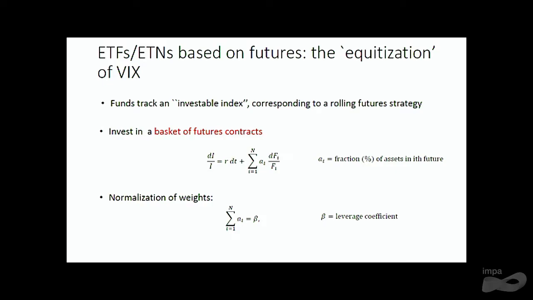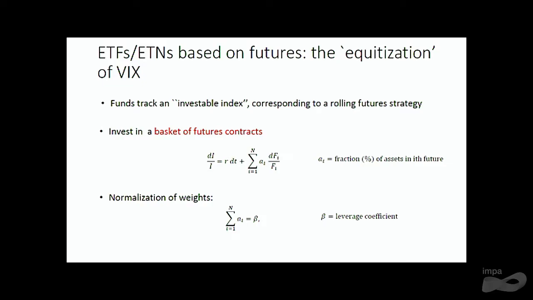So there are something called ETFs or ETNs which track VIX. I gave you the list, and they track a basket of futures contracts. If you look carefully at this equation, it says that the percent change in a day is equal to the interest rate, because in the futures market you put all the money in an interest account, plus the return on a portfolio of futures.